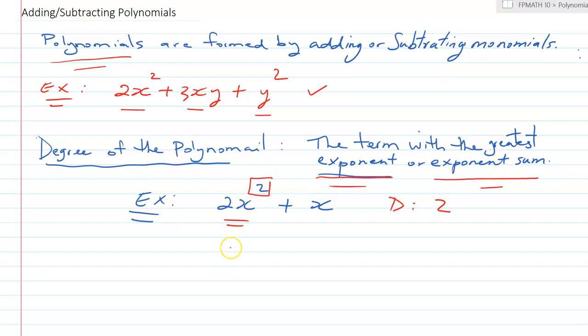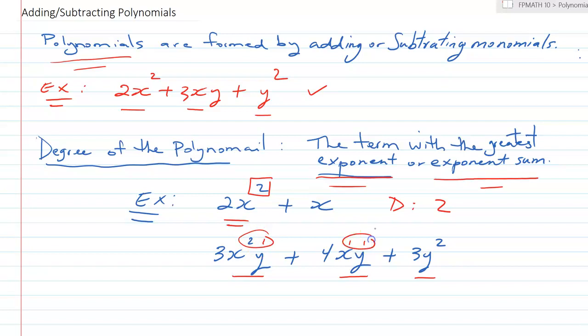If I have another one, so let's say 3x squared y plus 4xy plus 3y squared, in this case you look at each of these terms and you need to combine. This is the only time that you do this, just for the sake of the degree of the polynomial. We add the exponent sum. We add all the exponents for each term, and whichever term is the highest, that is the degree. So in this case, 2 and 1 is 3, that's 2, that is 2, so 3 is the degree of this polynomial.